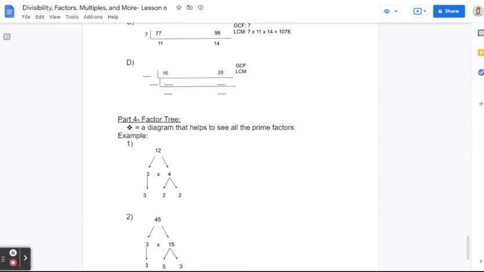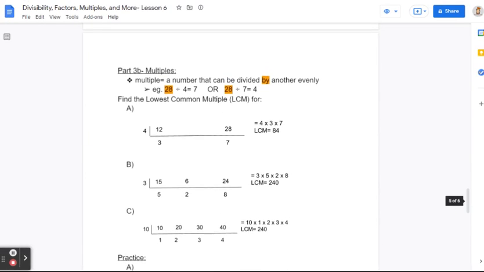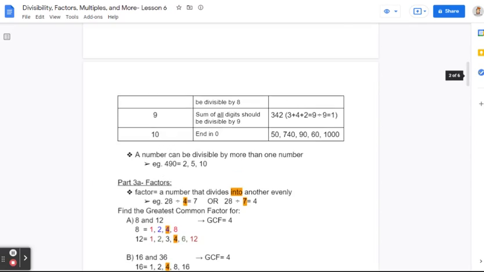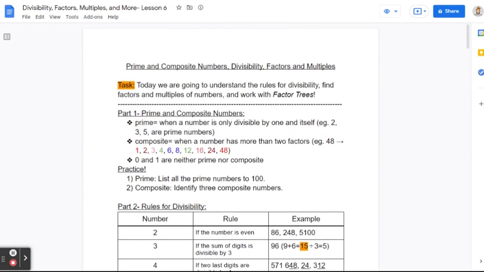So this was lesson 6. It was a longer video, but it covers all the things you need to know for prime and composite numbers, divisibility, factors, and multiples. And I like to have all of these topics in one lesson because they're all interconnected, and in my opinion, I think it's going to be the most effective when they're all together instead of separate videos and separate lessons.